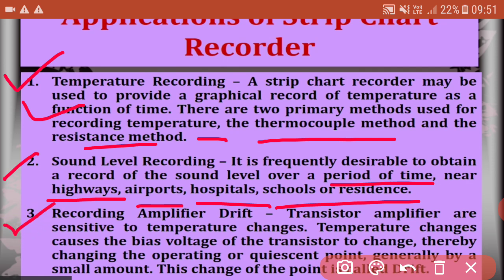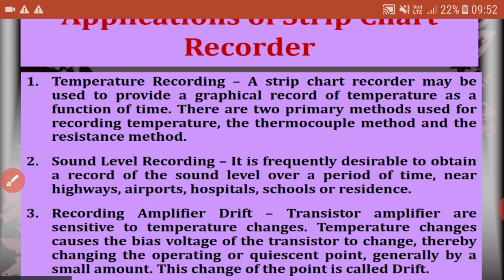Another application is recording amplifier drift. Transistor amplifiers are sensitive to temperature changes. Temperature changes cause the bias voltage of the transistor to change, thereby changing the operating or quiescent point, generally by a small amount. This change of the point is called the drift. So this is also one typical application of a strip chart recorder.